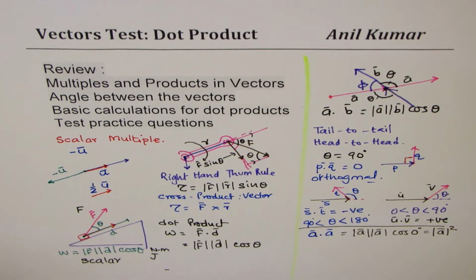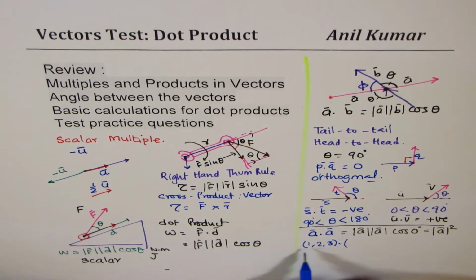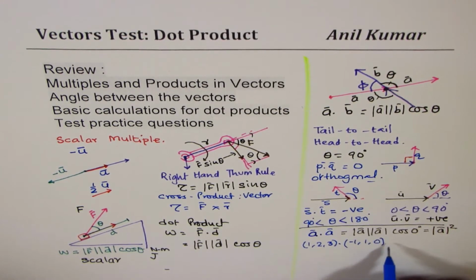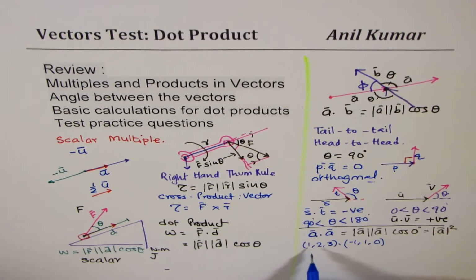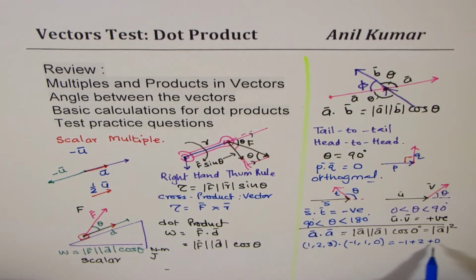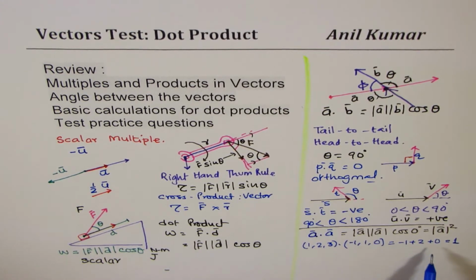Now, a simple calculation to find the dot product: if I have, let's say, (1, 2, 3) dot, and I've taken this as a position vector, let's say (-1, 1, 0). We are taking very simple calculations. Since these are components in the i, j, k directions, 1 gets multiplied by -1, resulting in -1. 2 gets multiplied with 1, so you get plus 2. 3 times 0 is 0. When you add them up, you get 1. So that is the scalar quantity, the dot product of these two vectors. That's a very simple way to find the dot product.